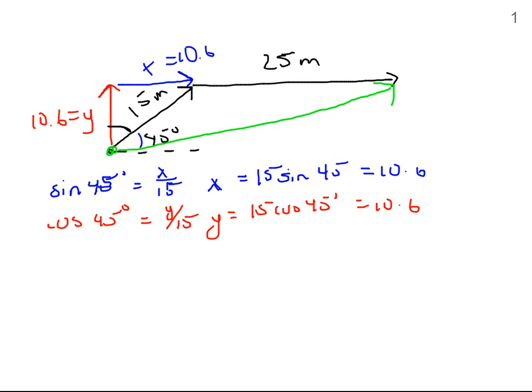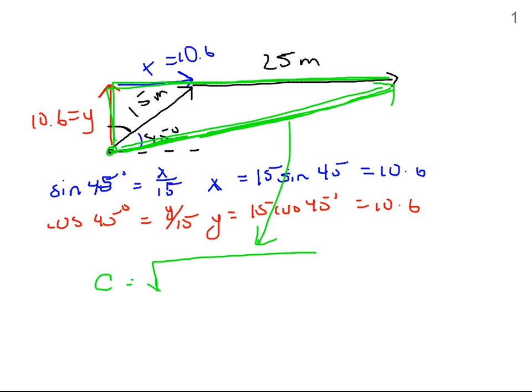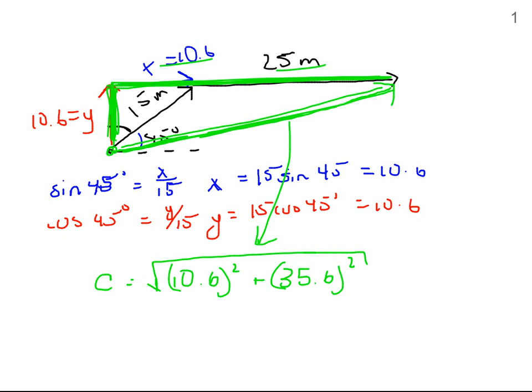I realize that this green line is now the hypotenuse of a very large right triangle. I can find the length of that green side using Pythagorean's theorem. So I know that this is going to be the square root of one side squared, which is going to be 10.6 squared, plus the other side squared. This is going to be the sum of the original horizontal vector and the component that I found. So that's going to be 35.6 squared. Calculate that out, and you got your answer.